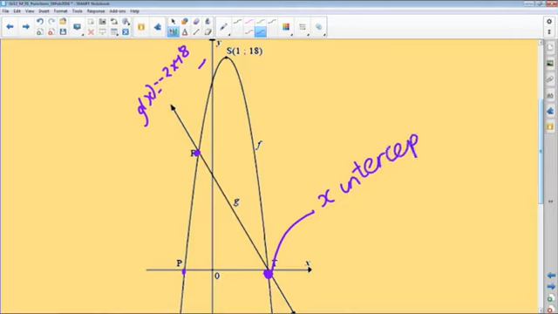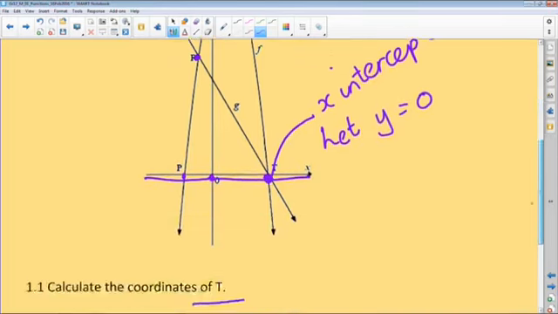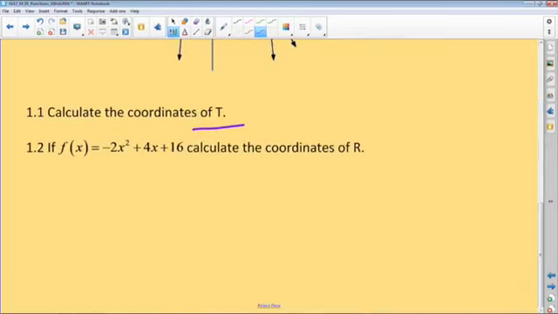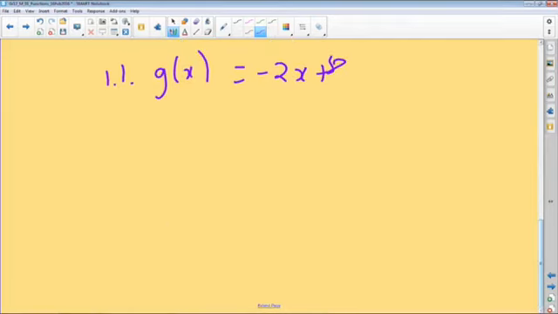And remember, you work out the value for your x-intercept by saying let y equal 0, because anywhere along the x-axis, your y value is 0. Okay, so it's pretty straightforward, that one. I know that my defining equation of g of x is minus 2x plus 8, and I'm trying to find the x-intercept. So I'm going to say let y equal to 0.